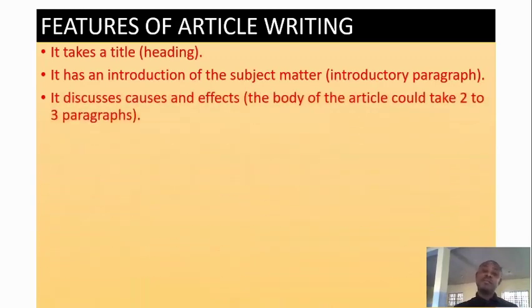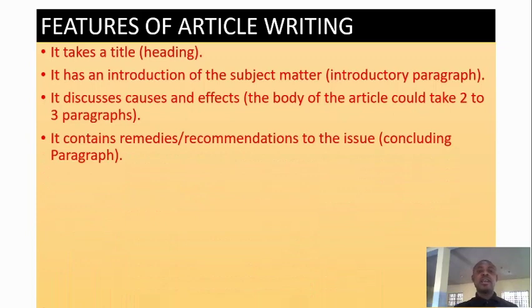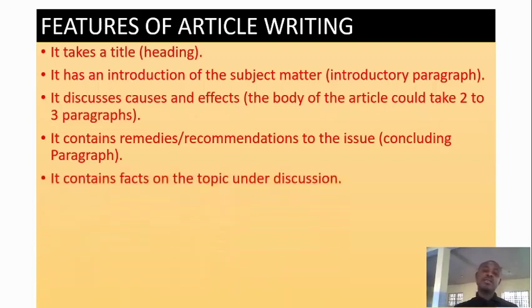Also, it discusses causes and effects, public opinion on subject matters, and steps on how to solve or do some things, especially an experiment. These are characteristics of article writing. Now, it contains remedies or recommendations to the issue you are discussing, and this is where we talk about the concluding paragraph. We are going to look at this later when we start looking at how to write articles properly. It also contains facts on the topic under discussion. Remember, we said these are true to life write-ups. They are non-fictional.